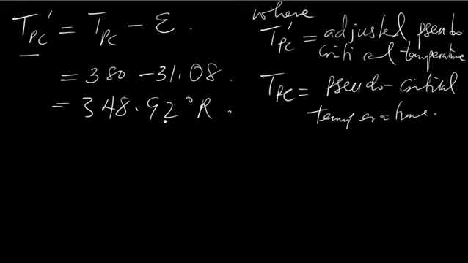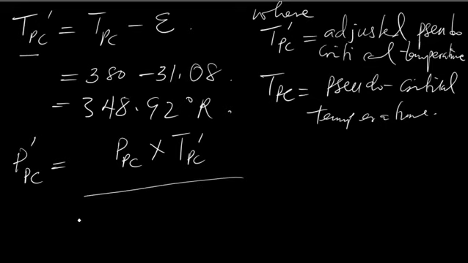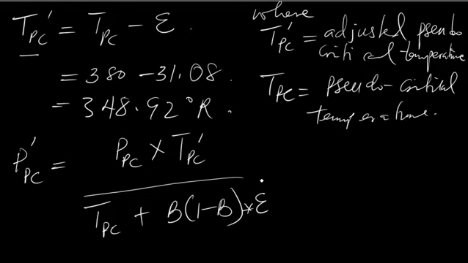Now, we have calculated the adjusted pseudo-critical temperature. So now let's calculate the adjusted pseudo-critical pressure. This adjusted pseudo-critical pressure is the pseudo-critical pressure times the adjusted pseudo-critical temperature divided by pseudo-critical temperature plus B, bracket open 1 minus B times the adjustment factor.